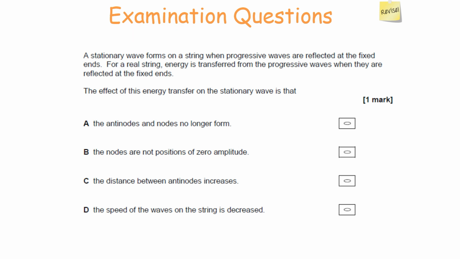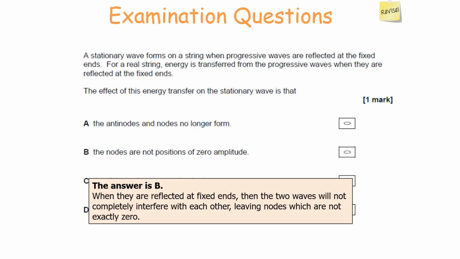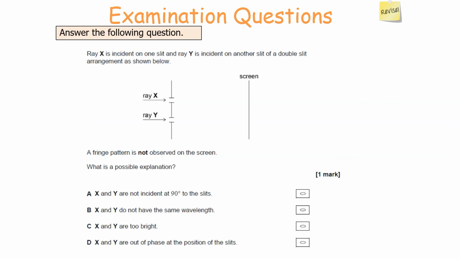Now the important thing you've got to note is that when they're reflected in the real world, you won't get this exact interference pattern where you'll get complete nodes and complete antinodes. So it's not that the nodes and antinodes no longer form, but rather the answer would be B, that the nodes would not be positions of zero amplitude because you won't actually get the two waves completely cancelling out, so they wouldn't go to exactly zero. So our answer in that instance was B.